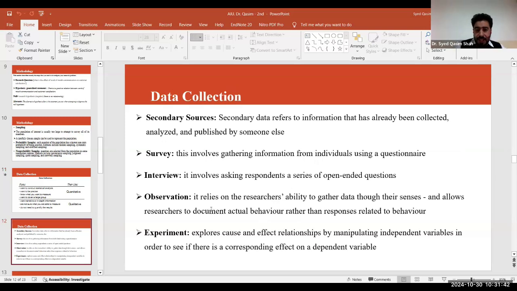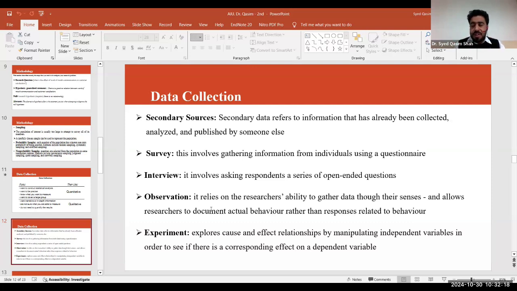Within these data, whether qualitative or quantitative, there are certain types of data. It can be secondary data, meaning the data is already there. Survey data involves going to individuals, using questionnaires and getting the information. Or we may go for interviews, asking people different questions and getting their responses. Or we are observing something through the senses, from the behavior of people in a certain situation, or we are using certain experiments, right?